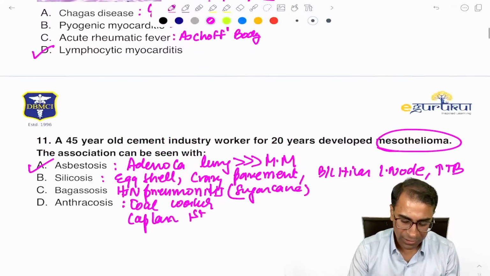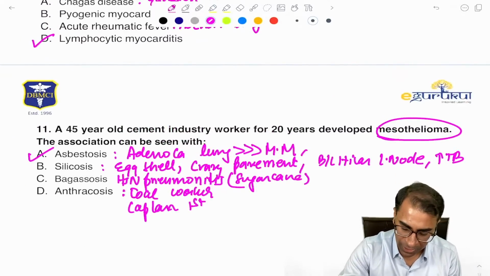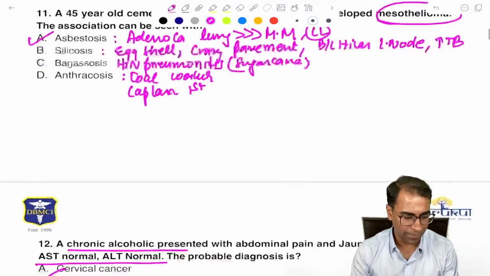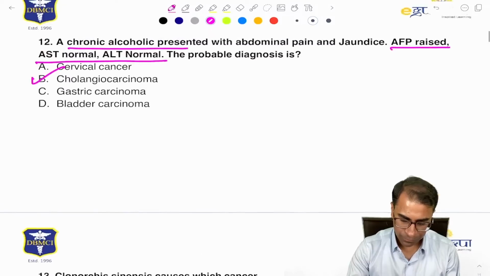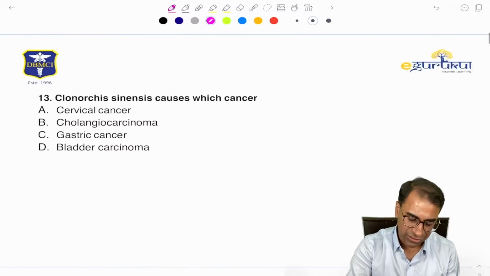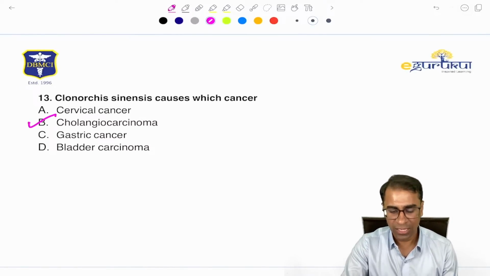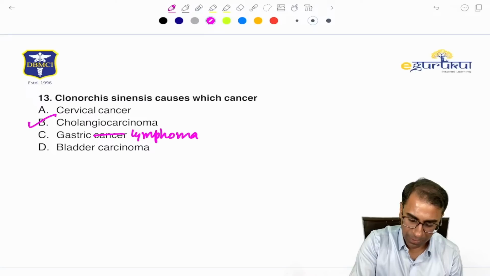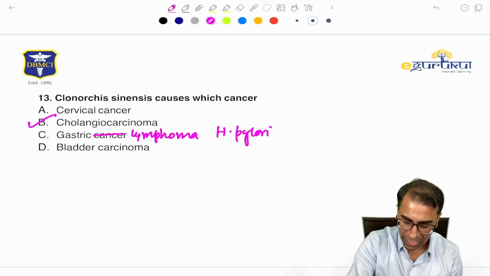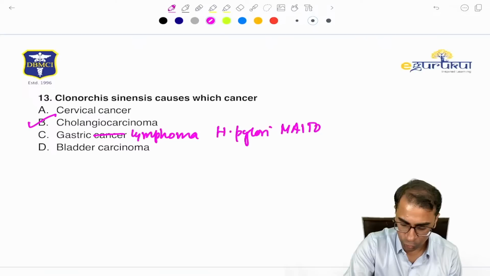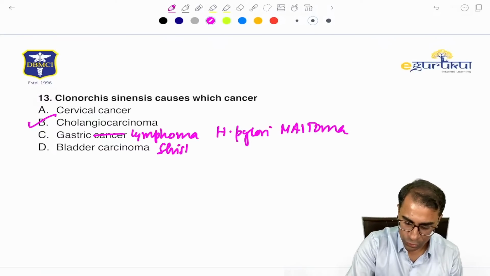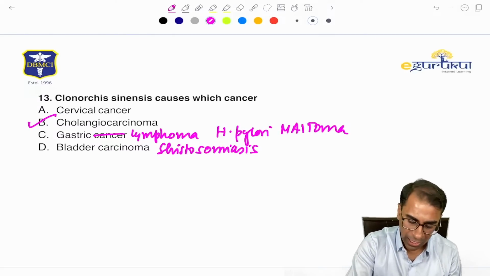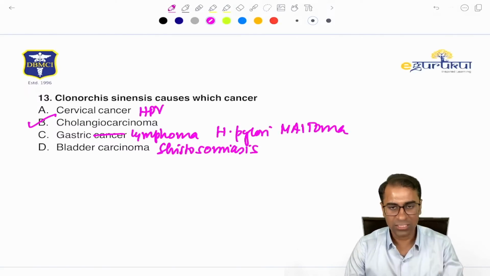Just coming up here, about lobes, the only one which involves the lower lobe is asbestosis. All the other two involve the upper lobe. Okay. Clonorchis sinensis causes which cancer? It's a straight case of cholangiocarcinoma. Among them, bladder cancer does not occur, but bladder lymphoma, it is caused by Helicobacter pylori, and which lymphoma? It is called MALToma. Okay, schistosomiasis causes bladder carcinoma, and human papillomavirus causes cervical carcinoma.